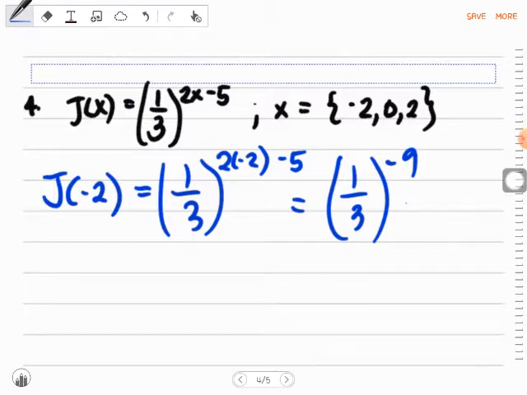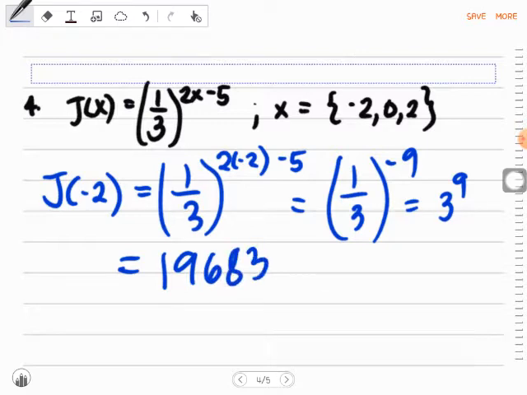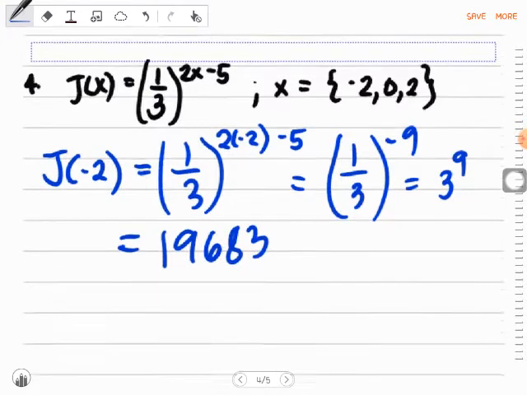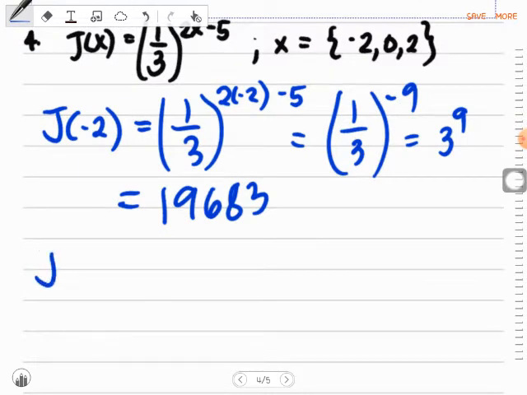And then, ipagbaliktad mo lang ito para maging positive yung ating exponent. That will become 3 over 1 or 3 raised to 9. And the answer is 19,683. Exponential talaga. Okay?